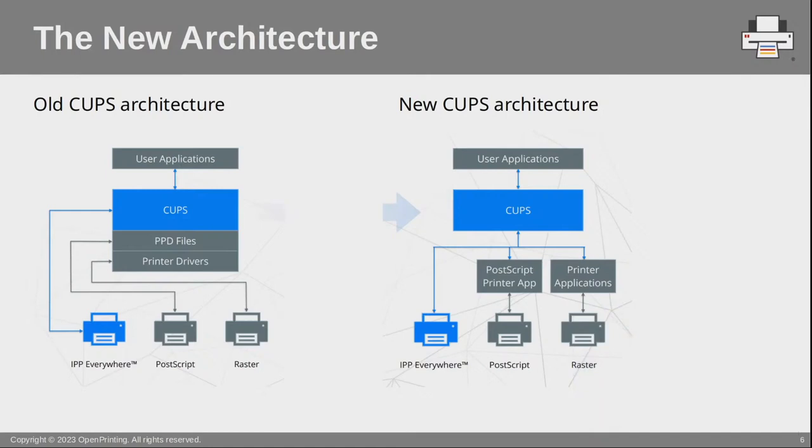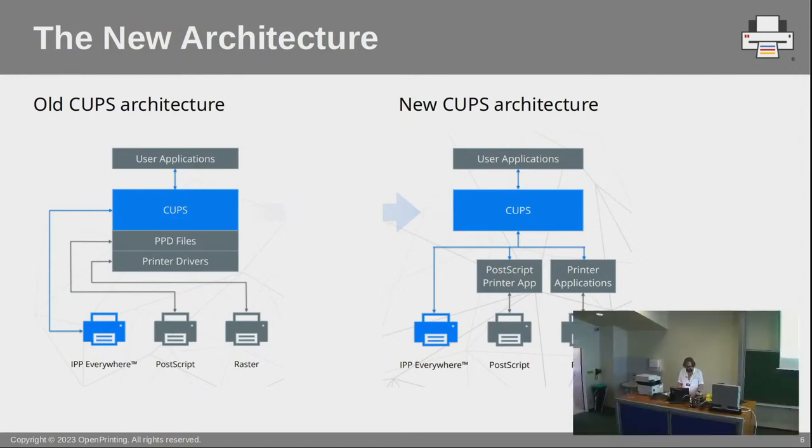Then you have PostScript printers. For a PostScript printer, you have to supply a PPD file. And you have non-PostScript printers. They need a PPD file and a driver filter. And on the right-hand side is CUPS 3.x, which only understands IPP driverless, the IPP driverless printer directly. The PostScript printer needs the PostScript printer application, which internally uses the PPD files. And the non-PostScript printer needs any suitable printer application.